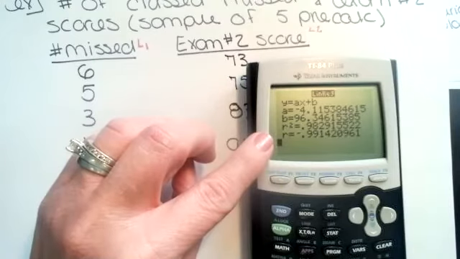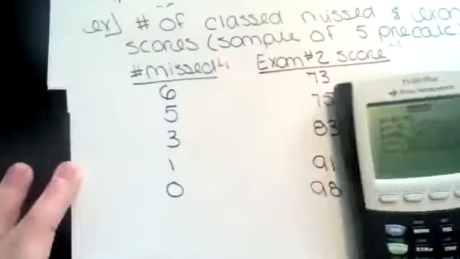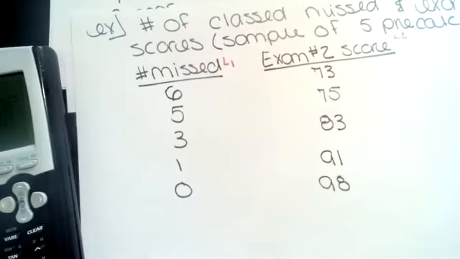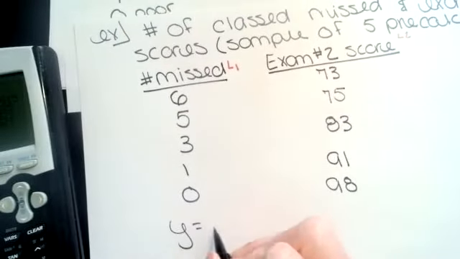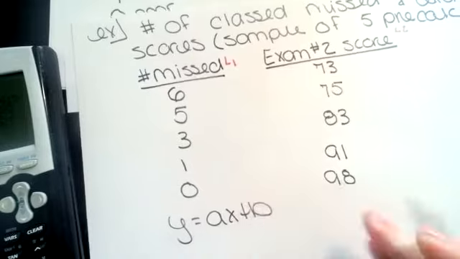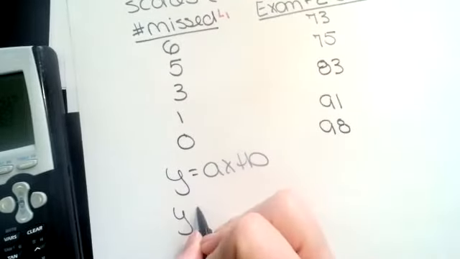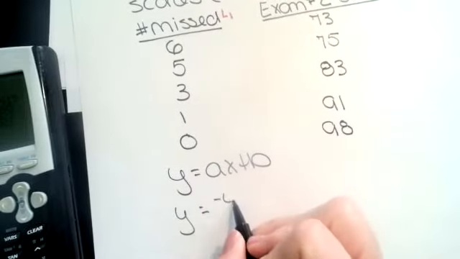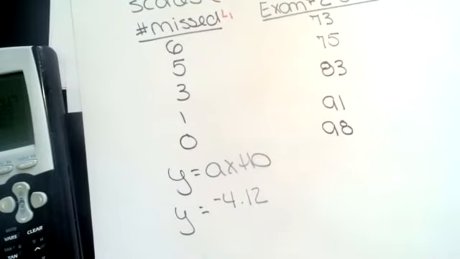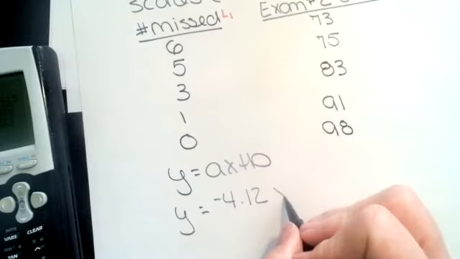So I'm just going to write this down. I'm going to take this information. I'm just going to write y equals ax plus b. So y equals, now a is negative 4.12, or you can go out further. I think I used 4 decimal places, but that's okay.